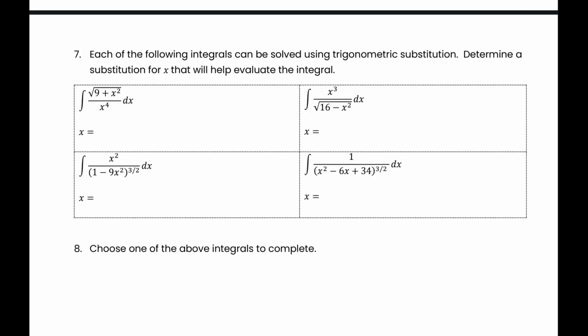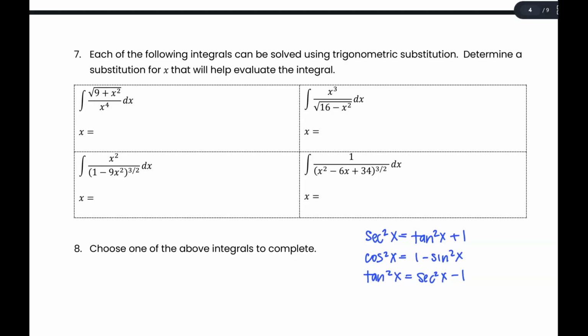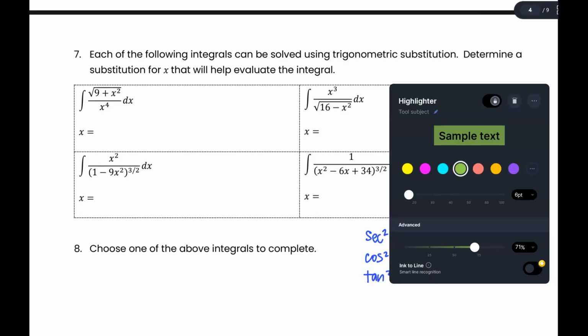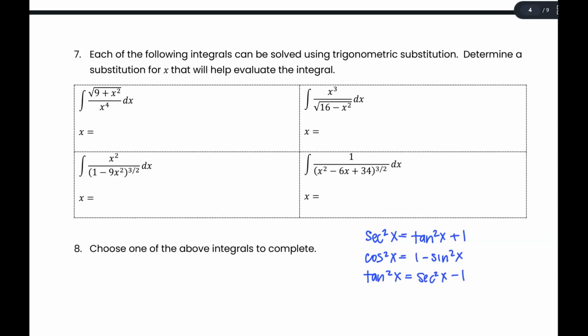So as a reminder, for all of these, I'm using something like secant squared x is equal to, we just saw, tangent squared x plus 1. We know that cosine squared x is equal to 1 minus sine squared x. And we have our last one. If I rewrote that, tangent squared x is equal to secant squared x minus 1. So these are the formats here on the right that we want to leverage to get rid of a radical in those problems up above. So this is sort of our guiding light for what goes into what trig sub.